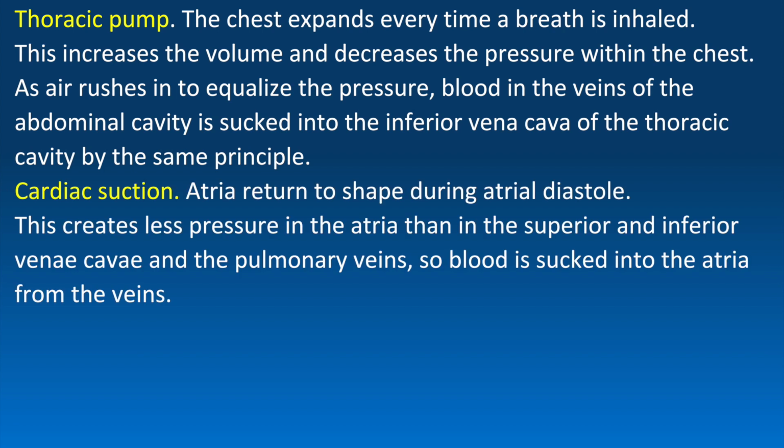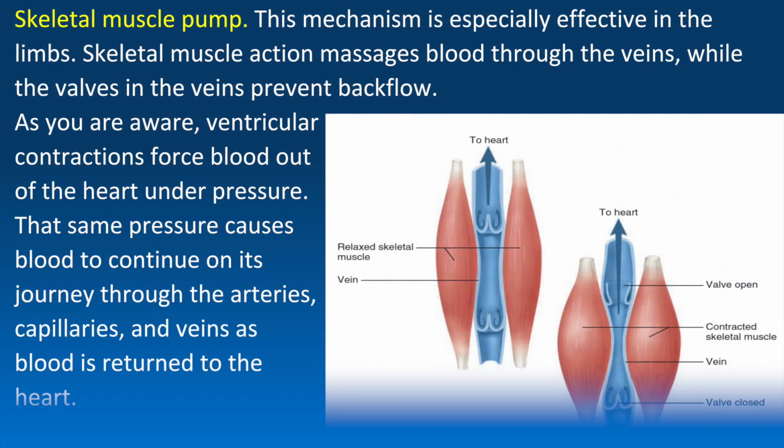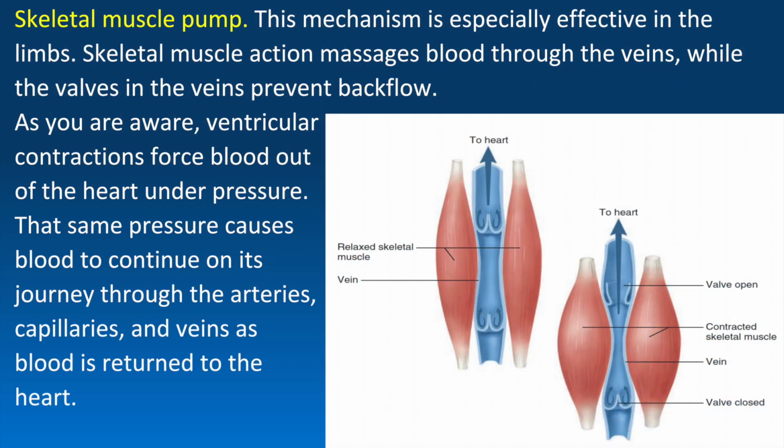Next is cardiac suction. Atria return to shape during atrial diastole. This creates less pressure in the atria than in the superior and inferior vena cava and the pulmonary veins. So blood is sucked into the atria from the veins. Next is skeletal muscle pump. This mechanism is especially effective in the limbs. Skeletal muscle action massages blood through the veins while the valves in the veins prevent backflow.